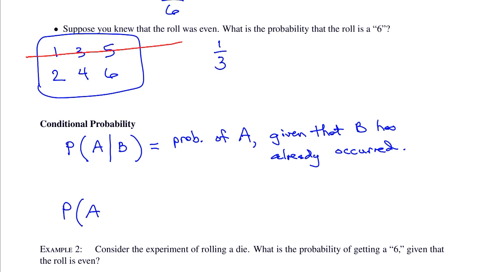The formula for A given B is the number of things that are in both A and B divided by the number of things. Actually, let's not say number of things. Let's say probability. Make it formal. Probability of A intersect B over the probability of B.